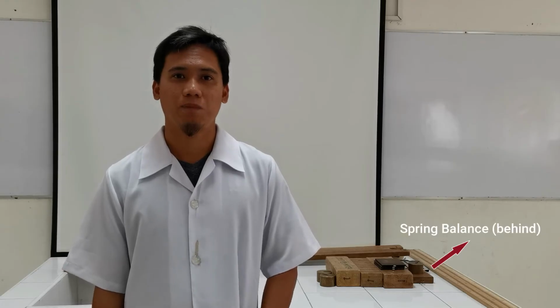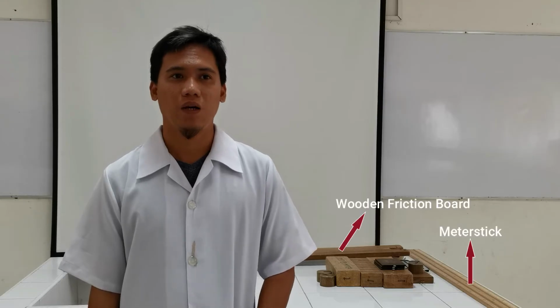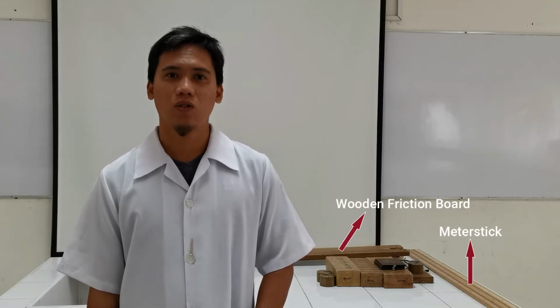So what are the materials that we will use in this activity? First, we have a friction block, and then we will also use a spring balance, and we also have a set of weights, particularly a 500 grams weight, and last, we will be using a wooden board. Those are the materials that we will need in this laboratory activity.